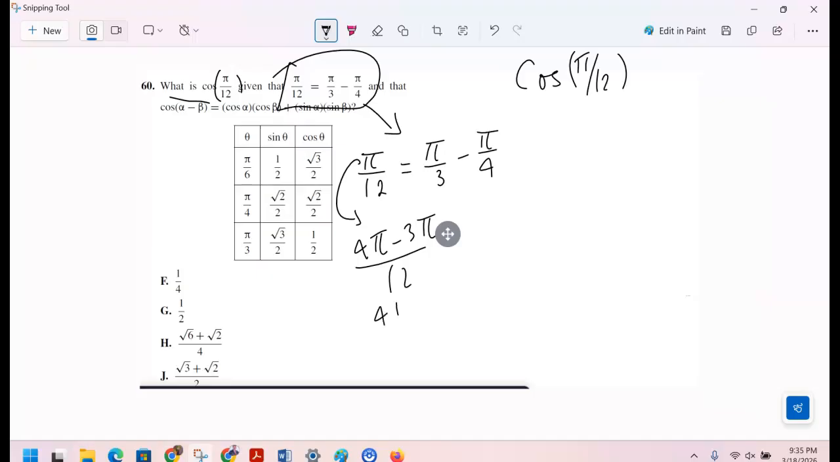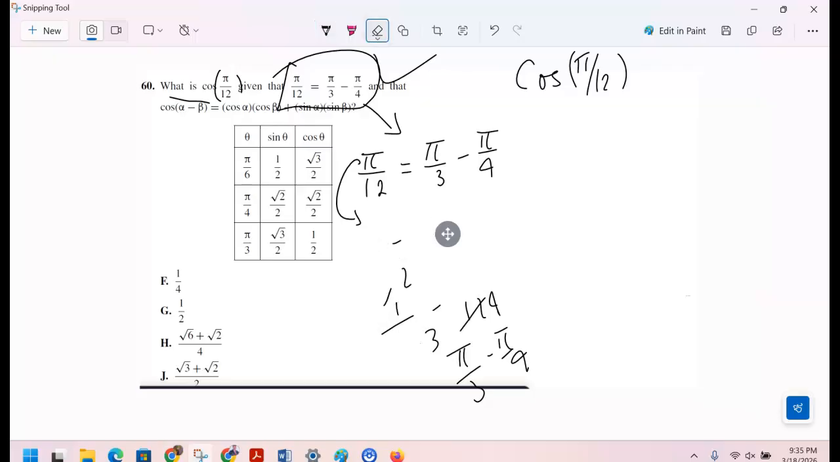If you separate this and divide, 3 divides 4 times and 4 divides 3 times, and you get pi by 3 minus pi by 4. That's what they gave you here already. So you don't have to worry about all this. But the main point is our formula. They gave you the formula.